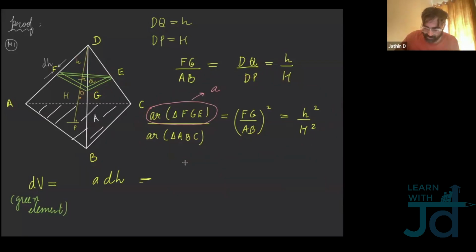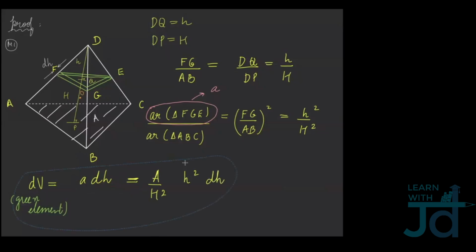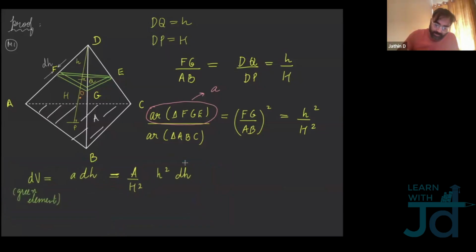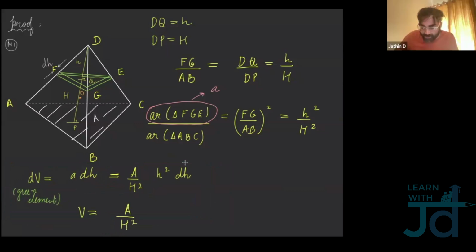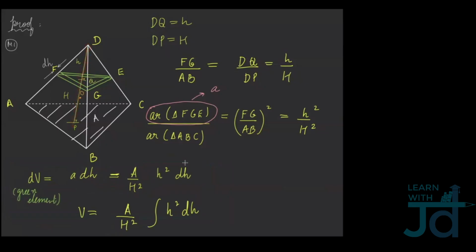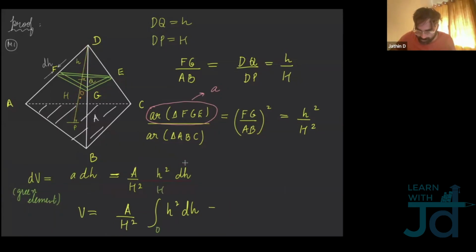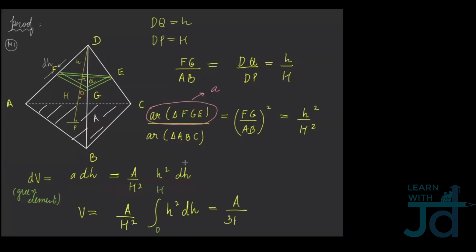Usually I don't do the proof and all, but since you want the proof, I'm giving it. So a dh is equal to capital A by capital H square times h square dh. यह छोटा volume है, पर मुझे बड़ा volume चाहिए, तो you will integrate. A by capital H square is constant. Now height will be varying from zero to capital H. Its integration is just capital H cubed by 3.